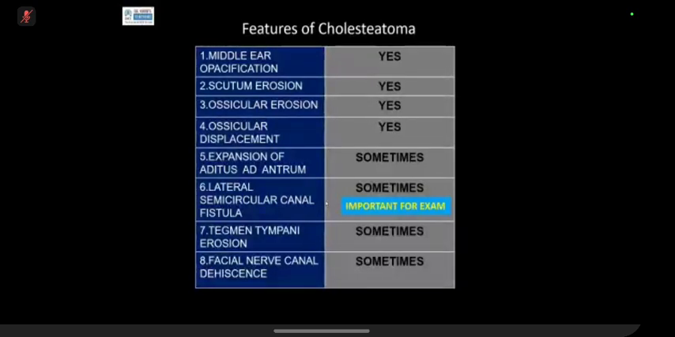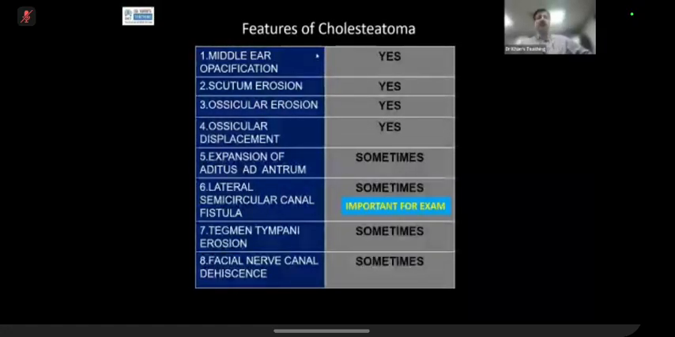Now, these are the features of cholesteatoma which you have to remember. One is middle ear opacification, then erosions. So what to look for? There can be scutum erosion, as I've told you, ossicular erosion, ossicular displacement can be there. Sometimes there can be expansion of the aditus ad antrum, but a favorite of the examiner will be lateral semicircular canal fistula. And you have to really develop your eyes on this. This is an exam scenario because these patients will then present with a lot of balance abnormalities.